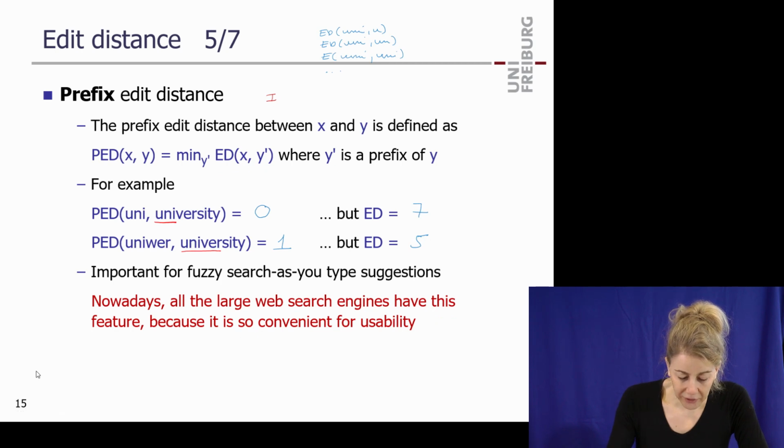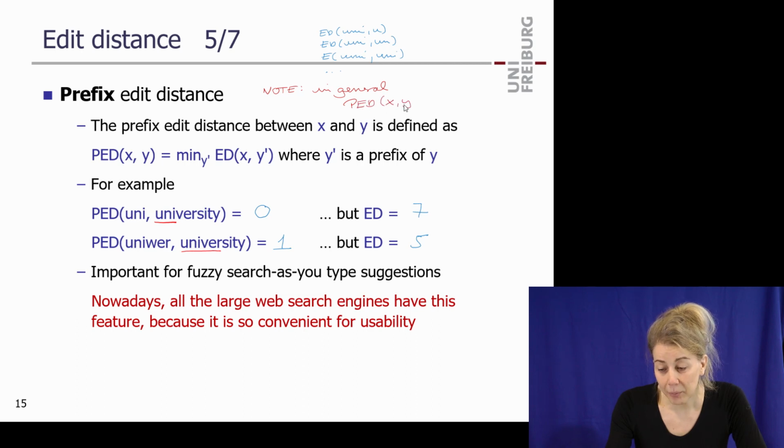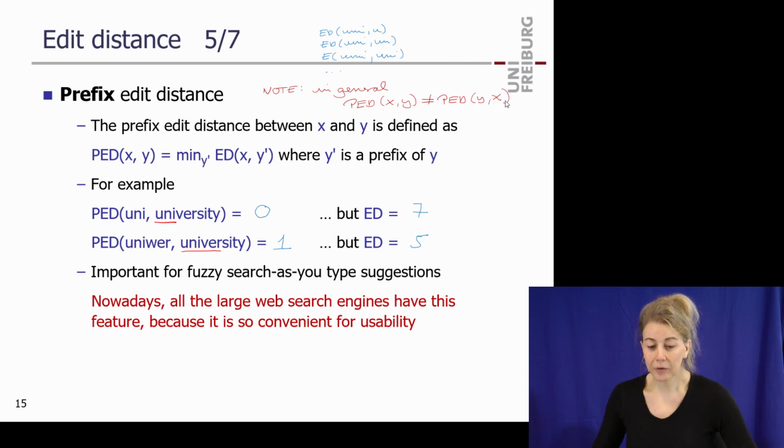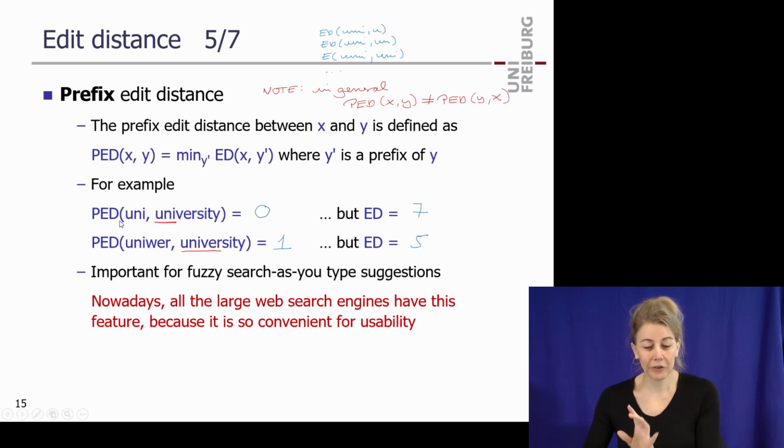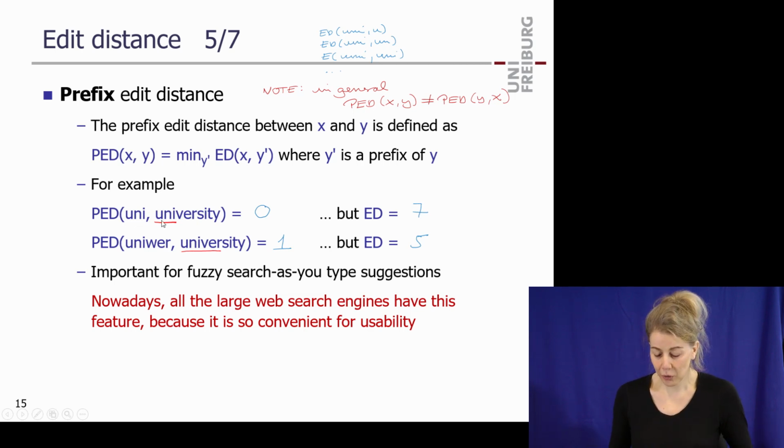And of course, very important, note that this is not symmetric, right? The prefix edit distance from the other side is not the same. This definition is not symmetric. So note, let me just write it like this. In general, PED of X, Y can happen to be equal, of course, but in general, it's not the same. Unlike the edit distance, because it's about prefix, and prefix is not symmetric. When uni is a prefix of university, it doesn't mean that university is a prefix of uni.